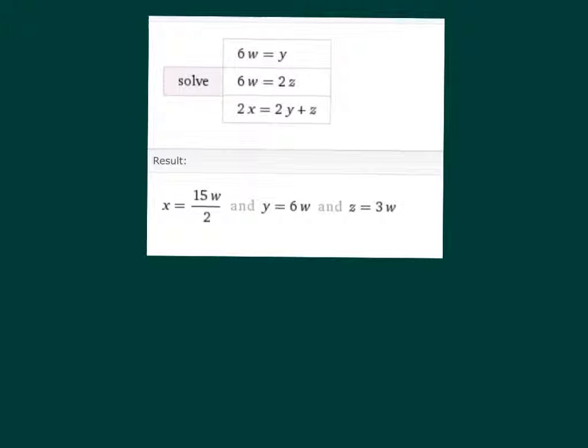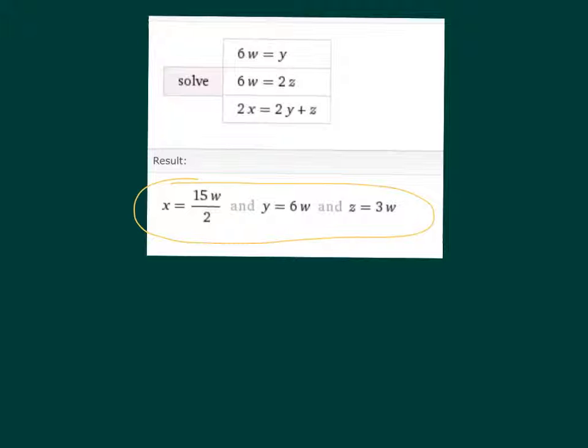I typed it in myself, and you'll see this answer if you do it correctly. 6W equals 1Y, 6W equals 2Z, and so on and so forth. And then here's the solution. Remember, we talked about how the solution was kind of funny because we get everything in terms of one of the variables, in this case W. So that means W is free.